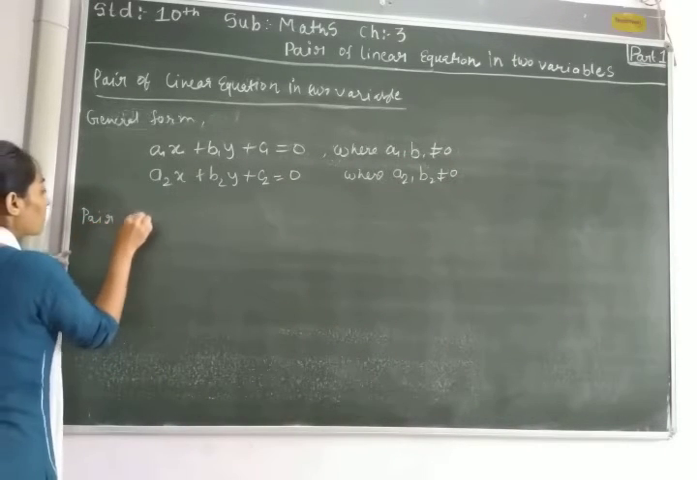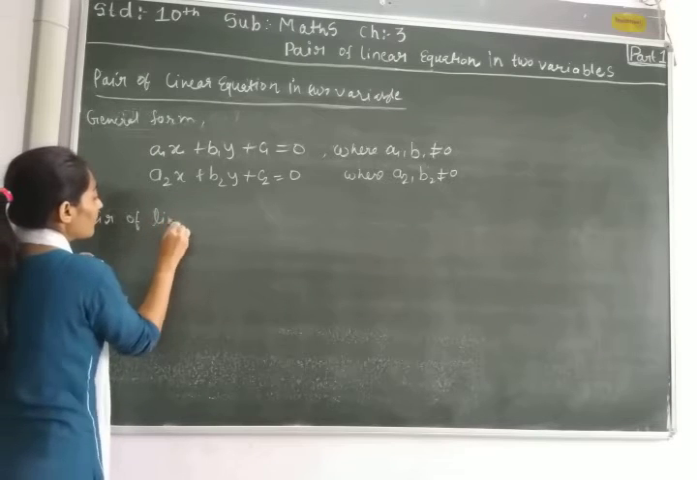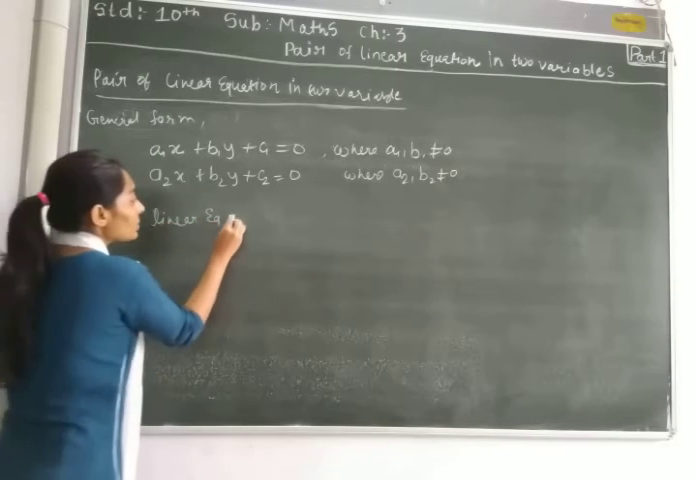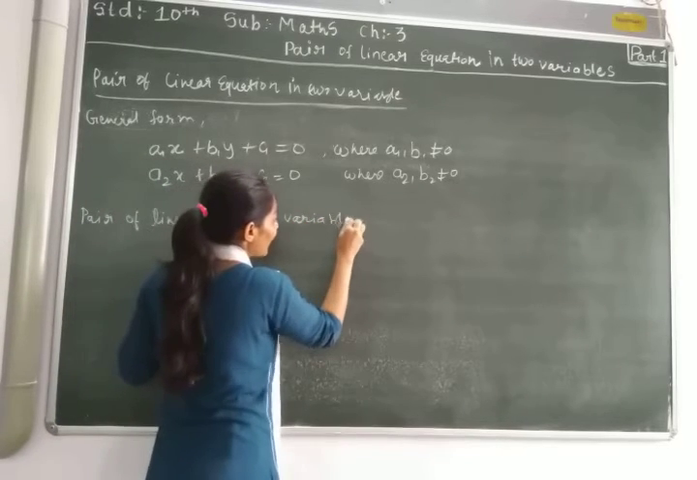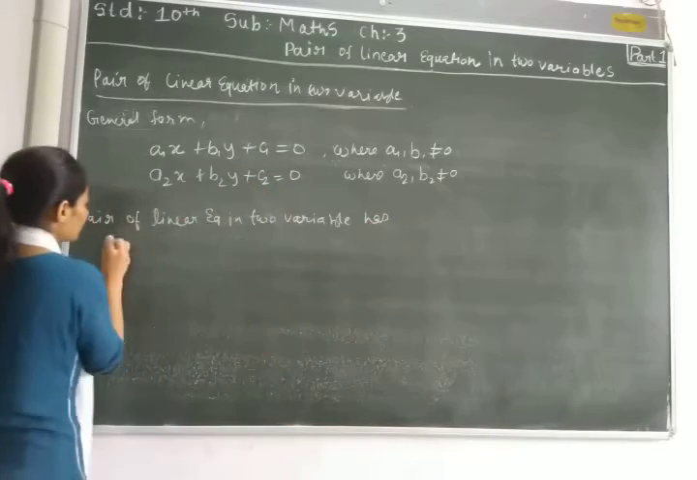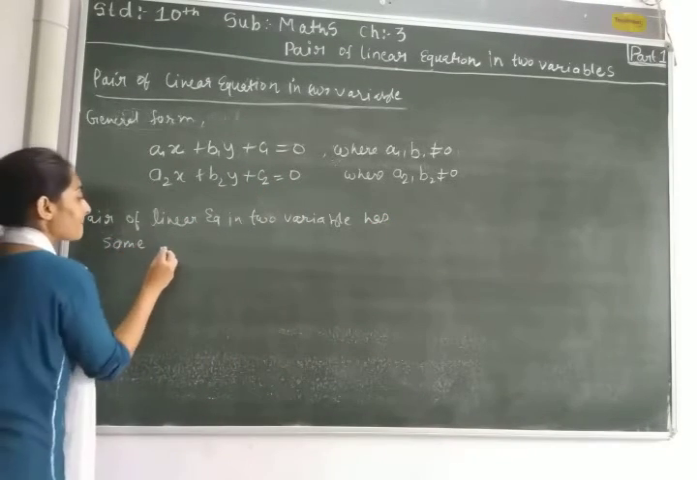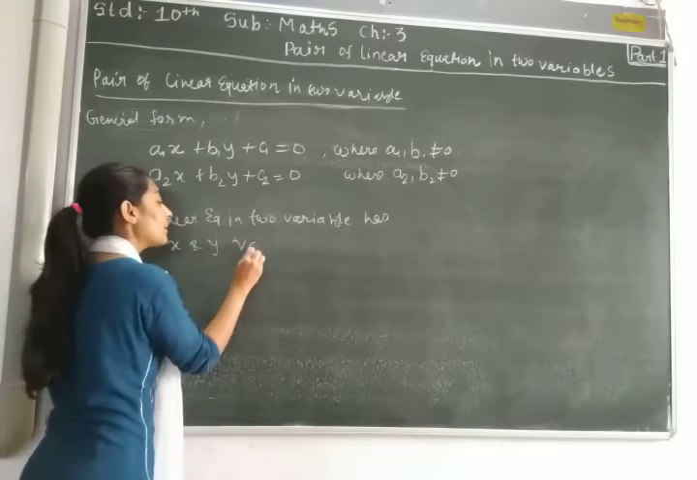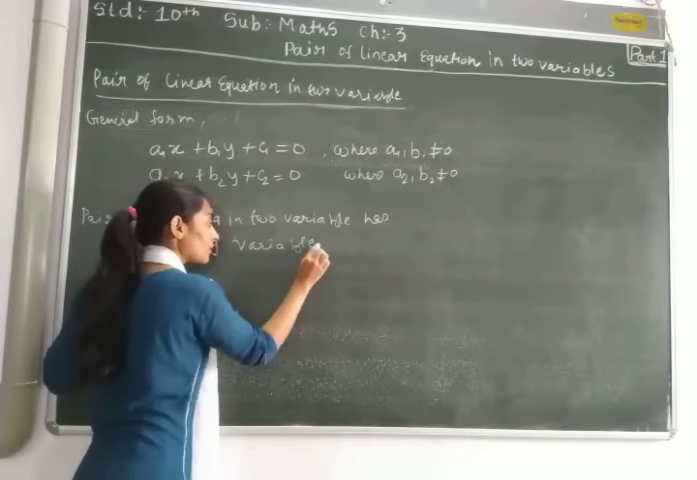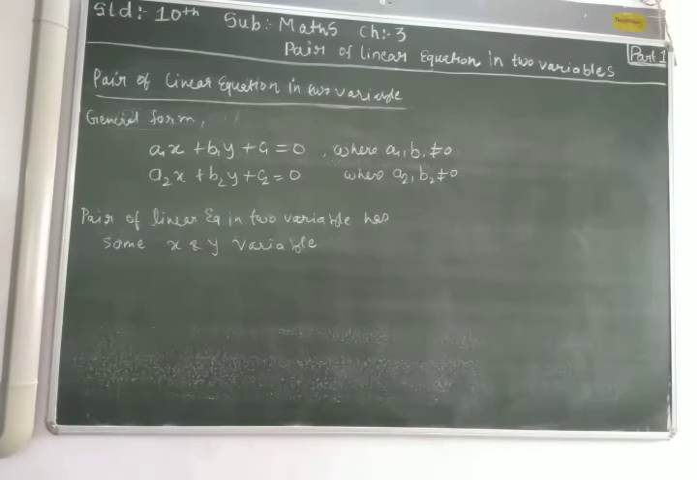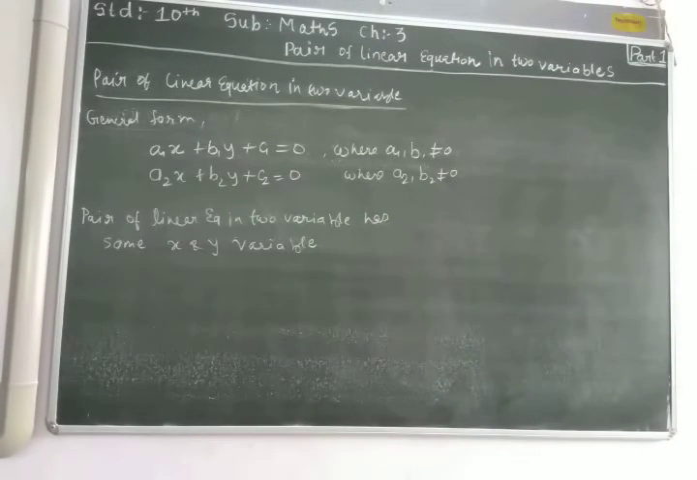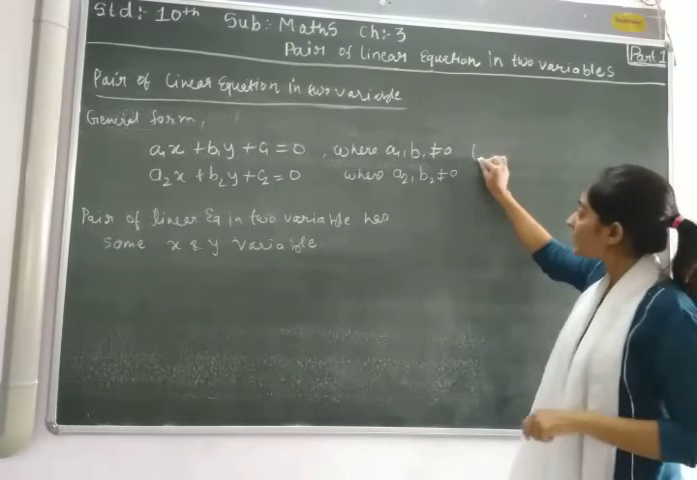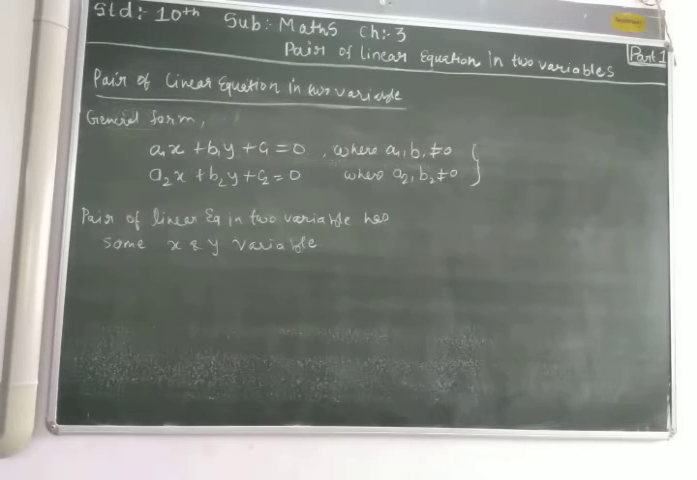So, a pair of linear equations in two variables has the same x and y variables, and the degree is always 1. That's why we call it a linear polynomial. Now, in general form, we can write it like this.